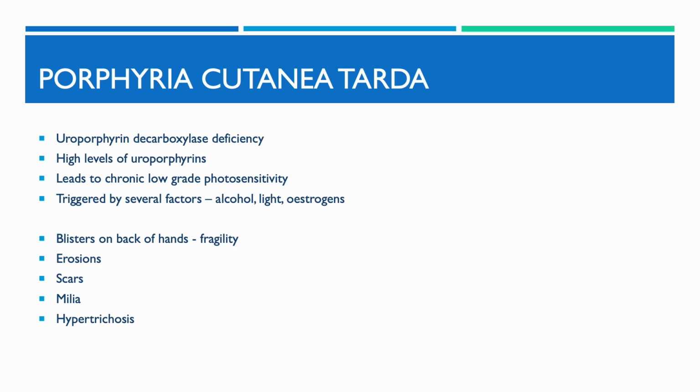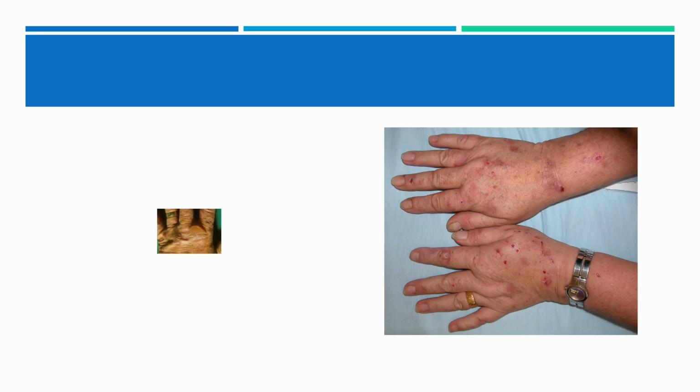heal to leave scars. Another thing we see commonly are tiny little white cysts called milia, which occur in the sweat ducts at the back of the hand. One other feature that we sometimes see, both on the hands but particularly on the forehead, is hypertrichosis, which is excess hair. Here are some clinical examples of PCT.